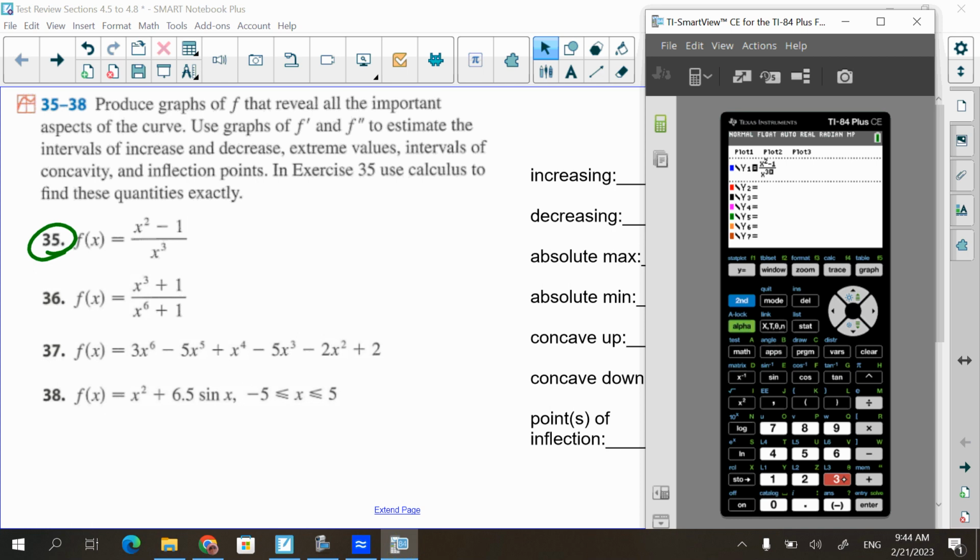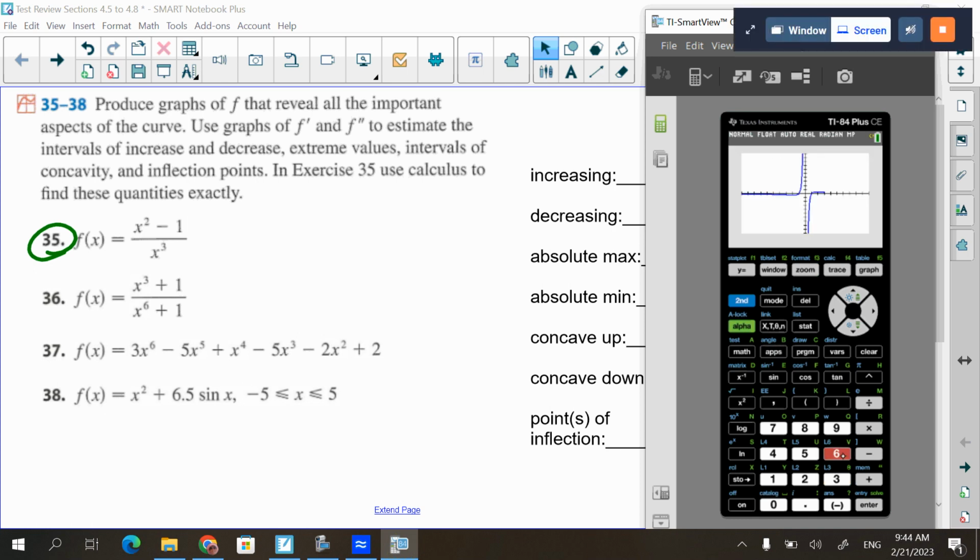Okay, and then I'm just going to press zoom 6 to graph it from negative 10 to 10. And I can see it's crossing the x-axis at negative 1 and 1. It has an asymptote at x equals zero right there. It looks like this whole left side is completely increasing, but I can't tell in here what's going on. So we can't always use that first graph to determine things because sometimes they're hidden, and that was what we had talked about when we were doing this.